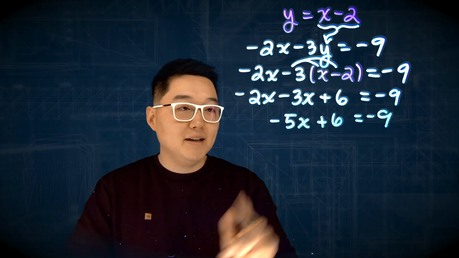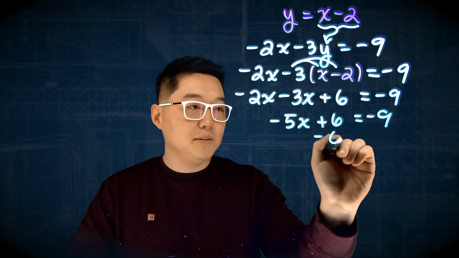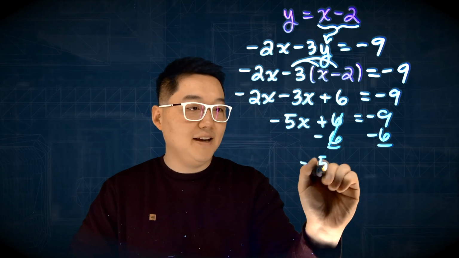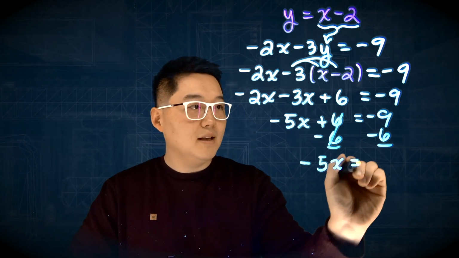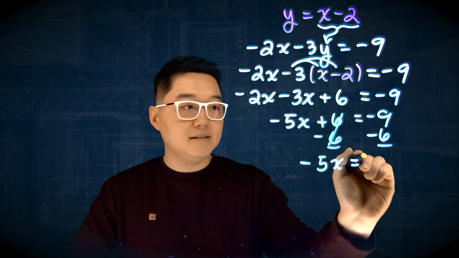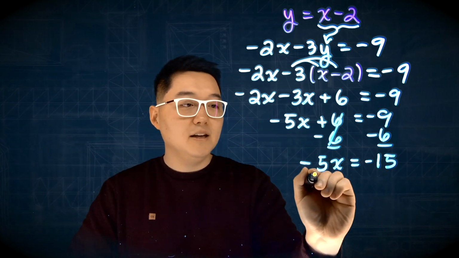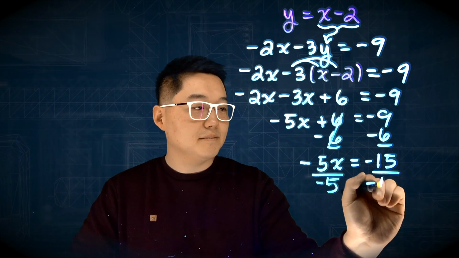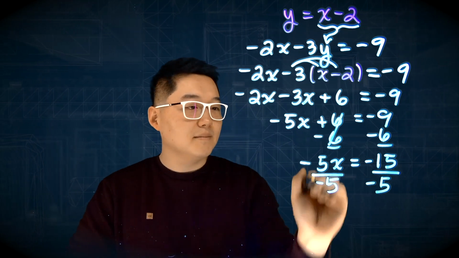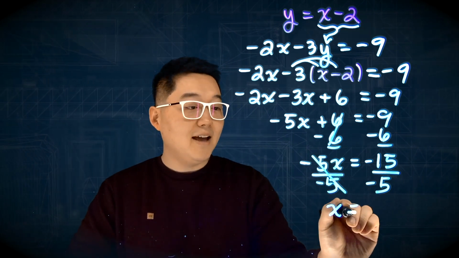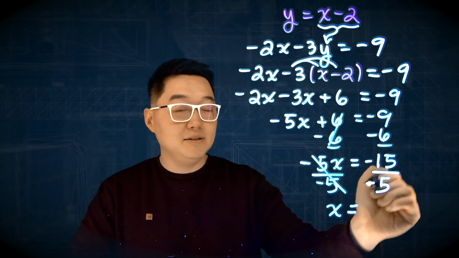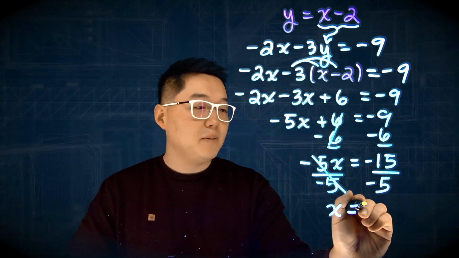So then to get x by itself, we're going to subtract 6 from both sides, and bring down that negative 5x. Now negative 9 minus 6 is negative 15. Then we're just going to divide both sides by negative 5. So x is equal to negative 15 divided by negative 5. Again, dividing two negatives makes a positive, so it's positive 3.